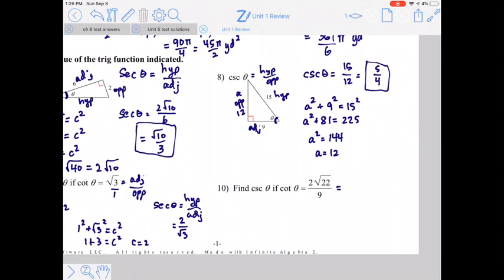Now, same given information that cotangent is adjacent over opposite. So the adjacent length is 2 square roots of 22 and the opposite length is 9. So again, you can just draw a random right triangle and choose where to place theta. Again, I'm going to put it down there in the bottom right corner. So the adjacent length will be 2 square roots of 22 and the opposite length will be 9.